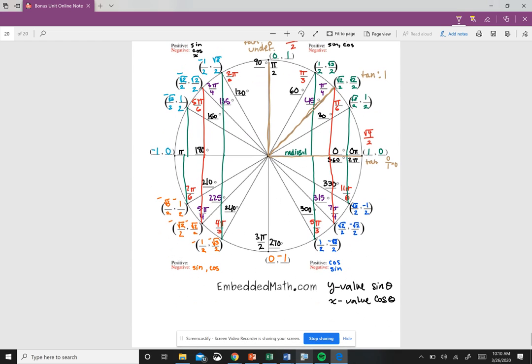And tangent, because it's always opposite over adjacent, tangent of theta on the unit circle will always be the sine. That's going to be opposite, right? Because the y value is opposite over adjacent, which is the x, which is cosine. So sine over cosine is going to be tangent. And tangent is also slope. Again, this is just interesting information that I think is kind of cool.